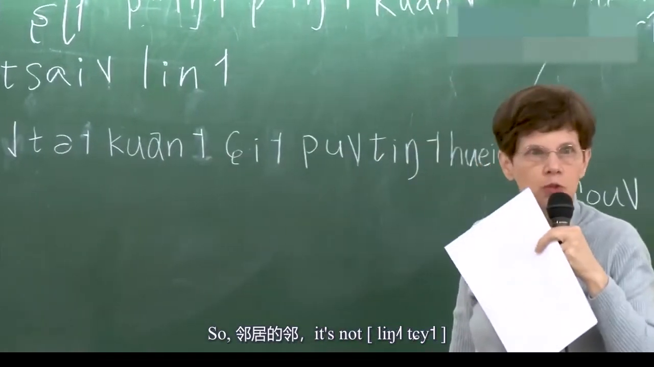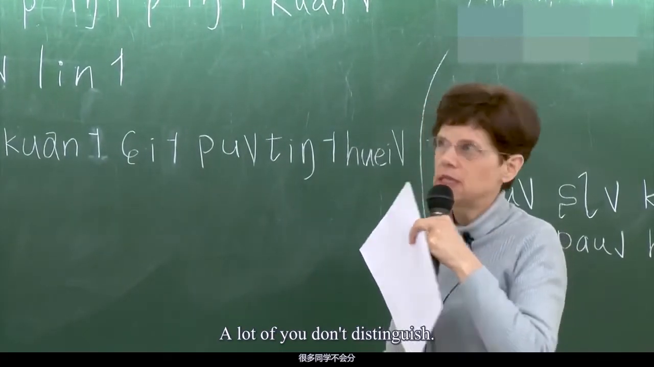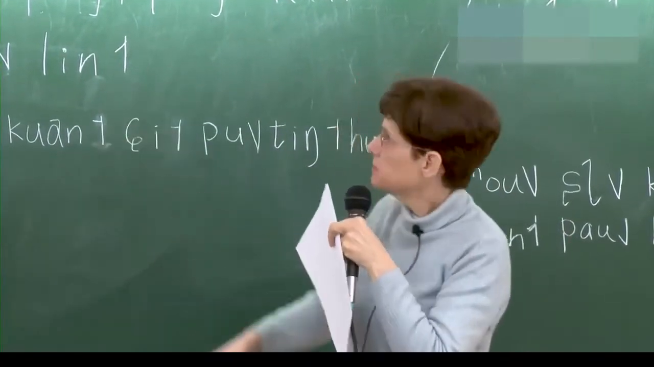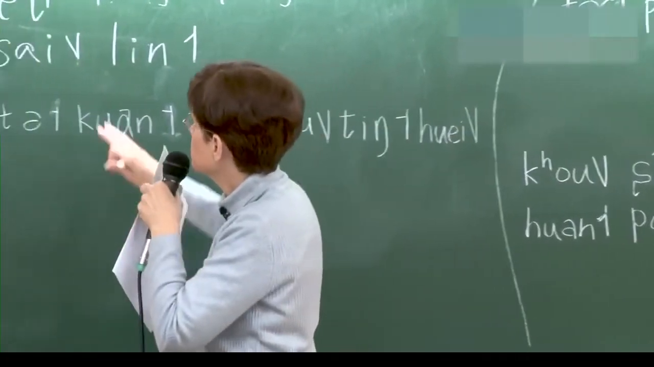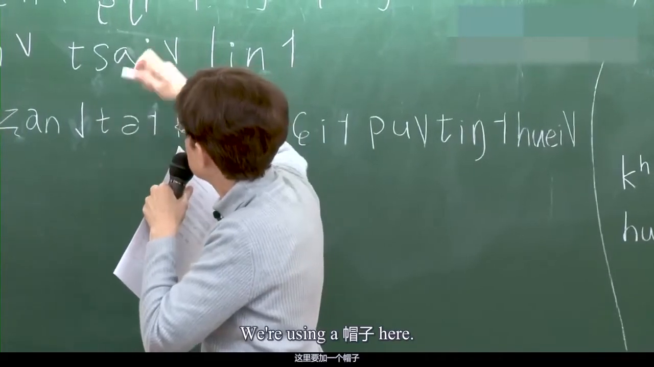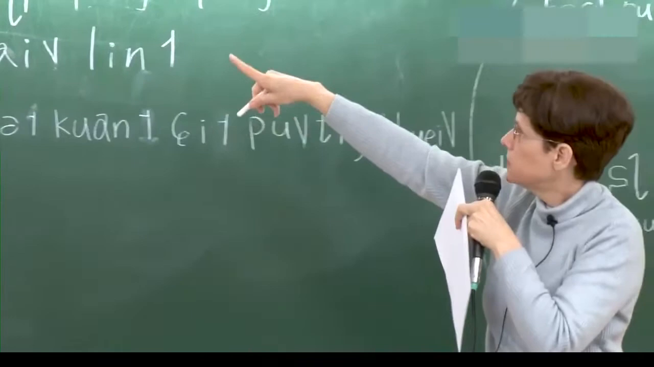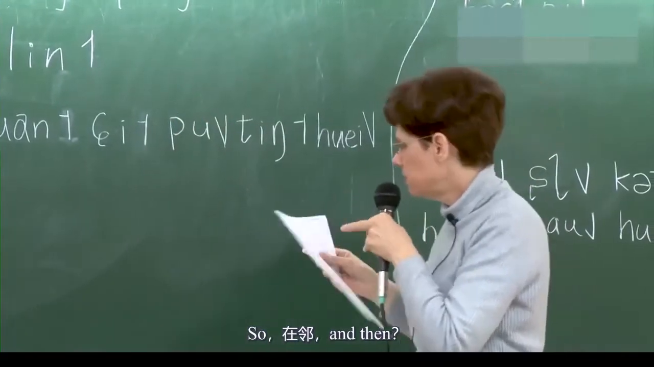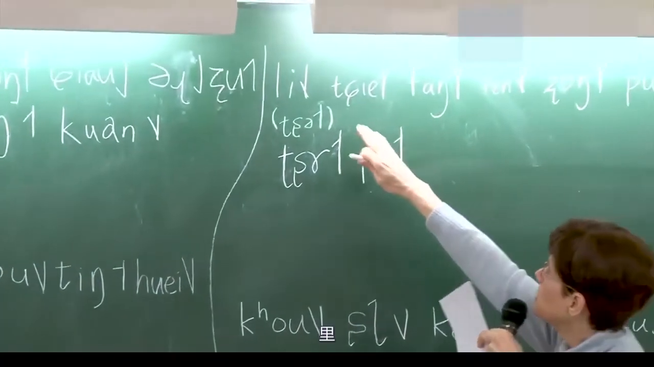So, 邻居的邻 is not 邻居, 邻居, 邻居. A lot of you don't distinguish. Yeah? The vowel inside. The R should be with the R with the height. We're using a 帽子 here. Yep. I thought it and didn't follow through. Thank you. Very good. So, 在邻, and then we're going on here. Go on. 里.